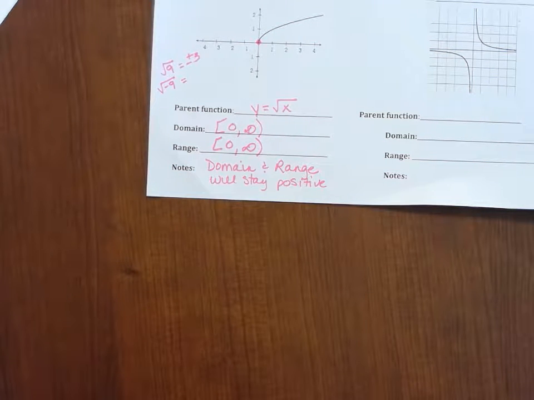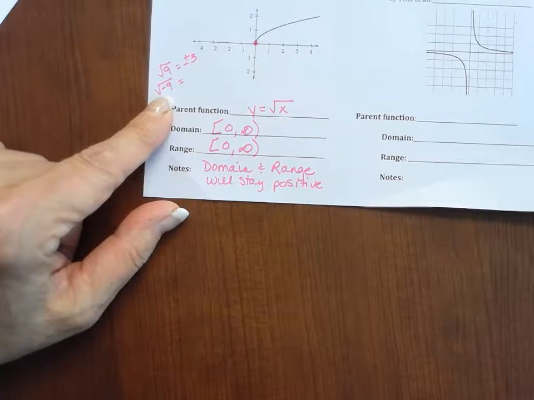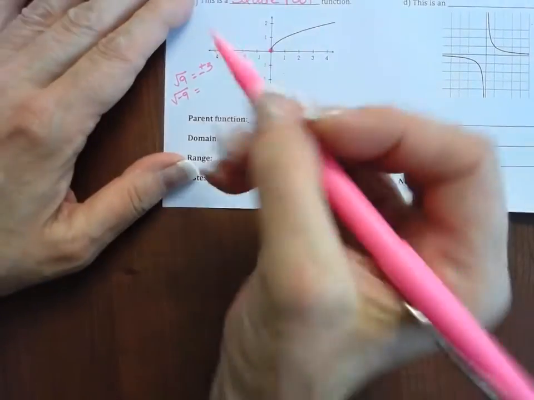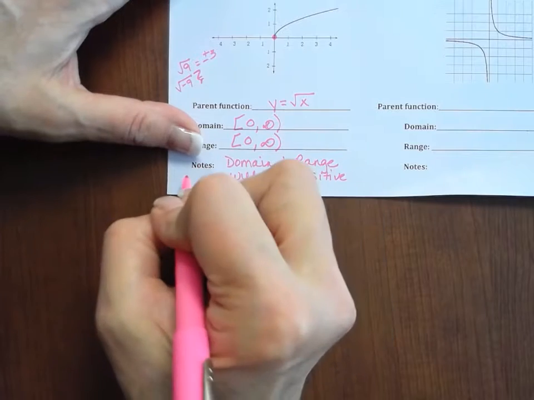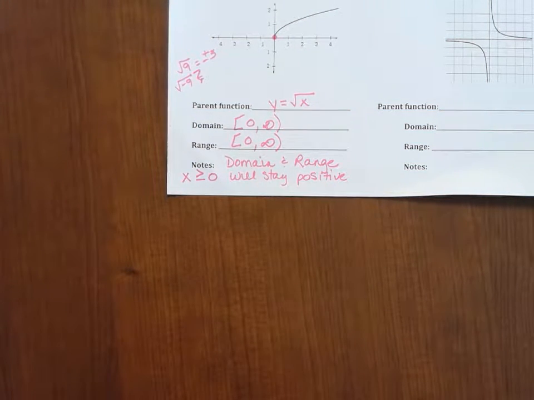What's the square root of negative 9? Can you take the square root of negative 9? Because square root of 9 is 3. Positive 3 times a positive 3 is positive 9. Negative 3 times a negative 3 is positive 9. I can't get to that negative 9, right? That's why the domain and range will stay positive. Okay? And actually, third quarter, I'm going to show you how you really can because we have imaginary numbers, but for what we're doing now, domain and range has to stay positive. That means our x's have to be greater than or equal to 0. Okay, can't have an x less than 0.